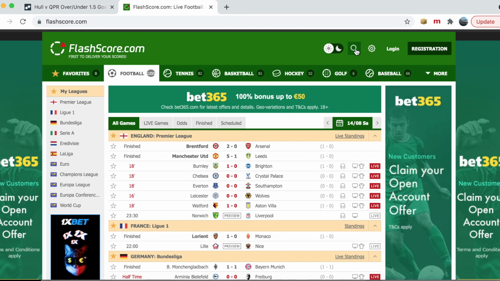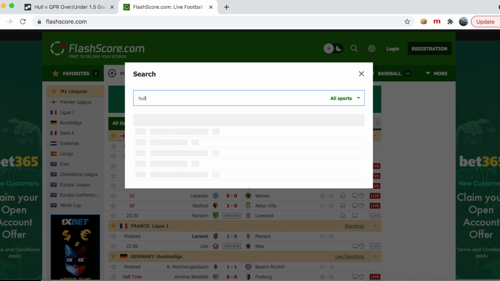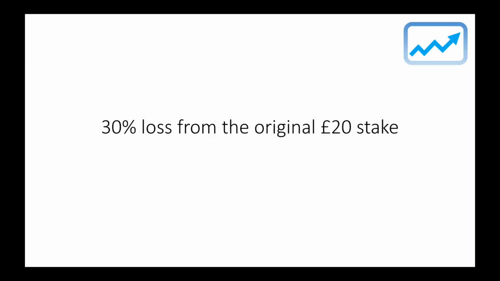I tried to find out on Flashscores what was going on, but by the time that was loading, I went back to Betfair, and actually then we saw that QPR had scored. So this is exactly why I chose to do this comparison with just £20 stakes. As you can see, in addition to having some trouble with Betfair, now the loss was £6, which from an original stake of £20 is a 30% loss.